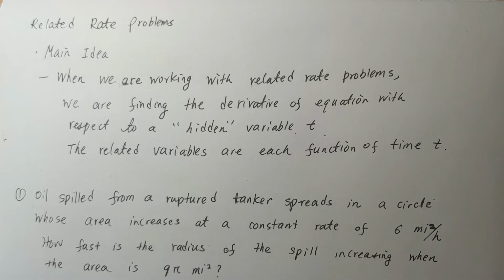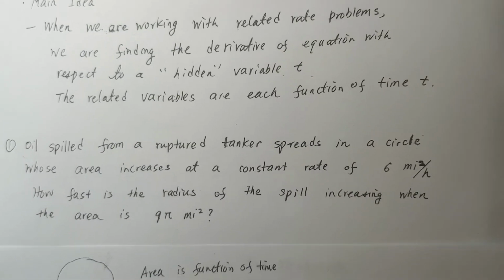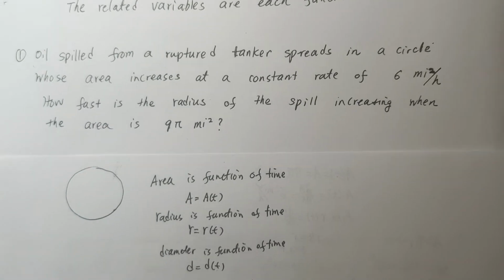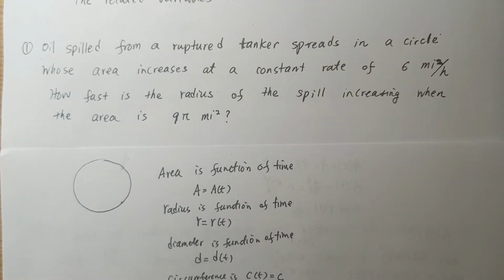So let's take a look at a simple question and review what it means that related variables are each functions of time t. Question number 1. An oil spill from a water tanker spreads in a circle whose area increases at a constant rate of 6 square miles per hour. How fast is the radius of the spill increasing when the area is 9 pi square miles?